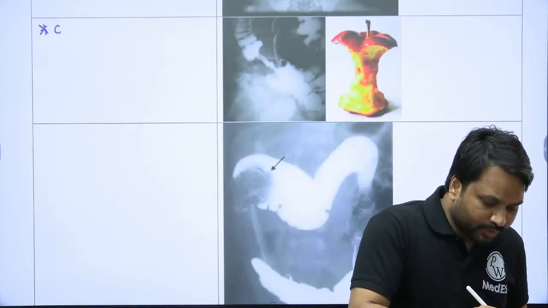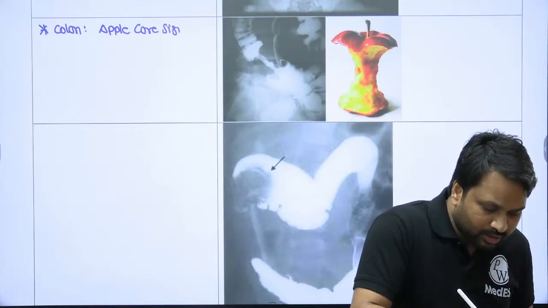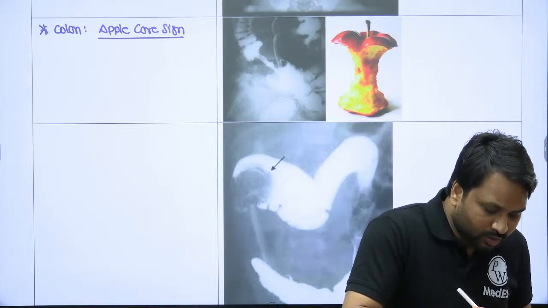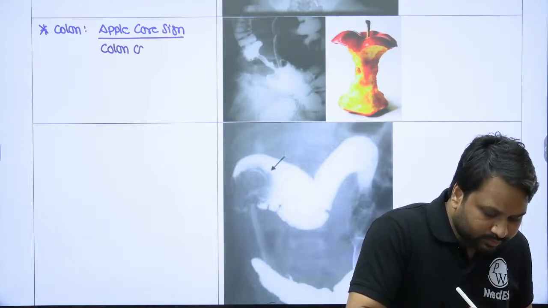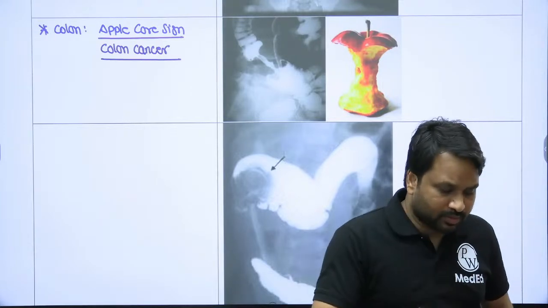In the colon, you can see an apple core sign. So when you do a colon imaging, there's presence of apple core sign. The apple core sign in colon is indicative of colon cancer. It is associated with colon cancer.